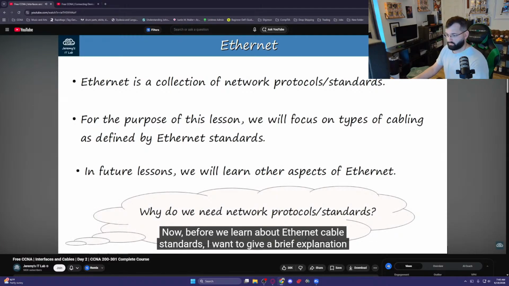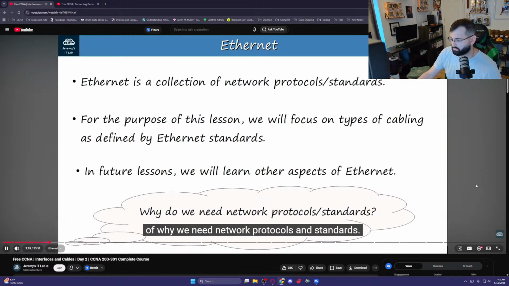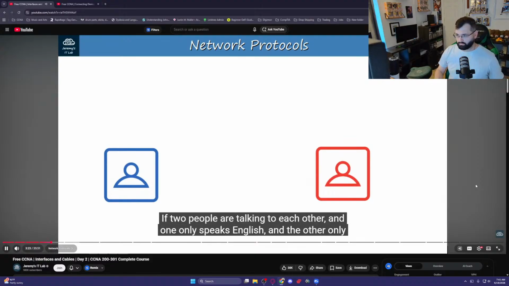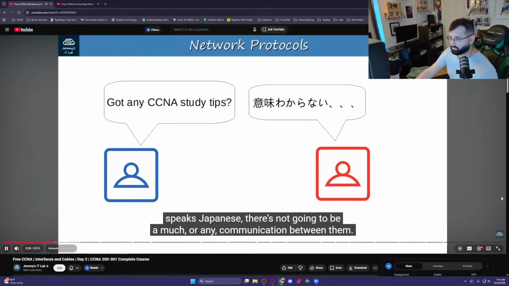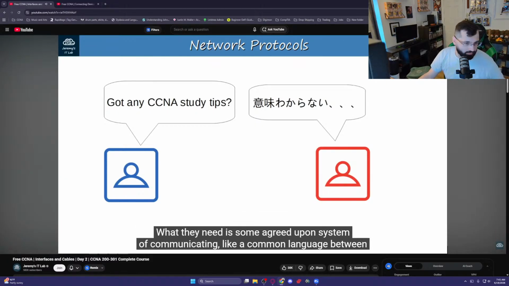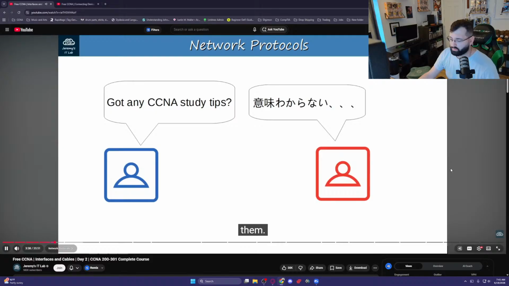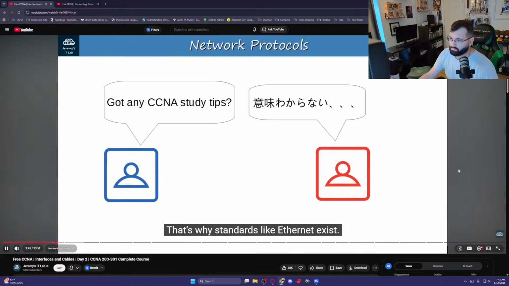Now, before we learn about Ethernet cable standards, I want to give a brief explanation of why we need network protocols and standards. If two people are talking to each other, and one only speaks English and the other only speaks Japanese, there's not going to be much or any communication between them. What they need is some agreed-upon system of communicating, like a common language between them. Network protocols serve that purpose for network devices. That's why standards like Ethernet exist.